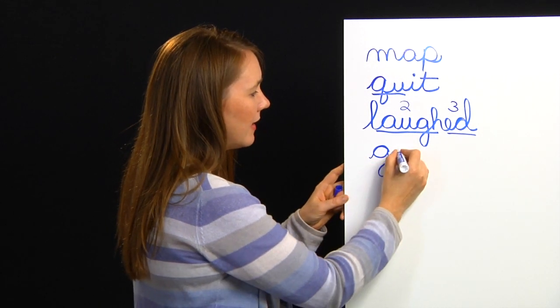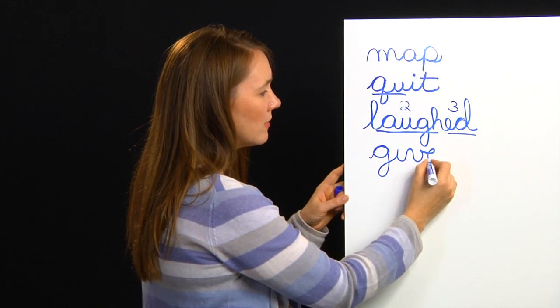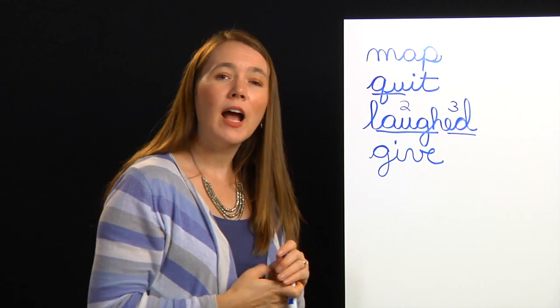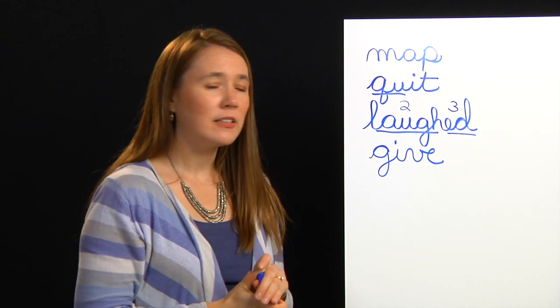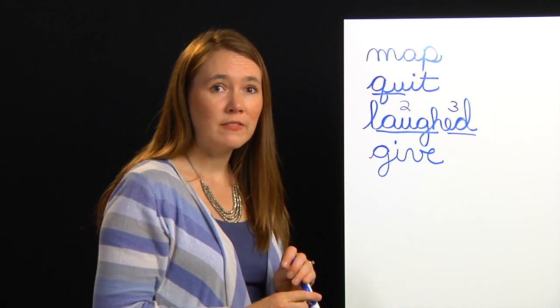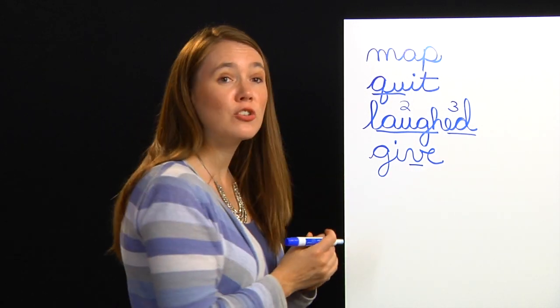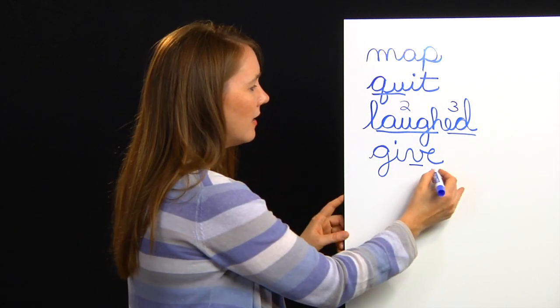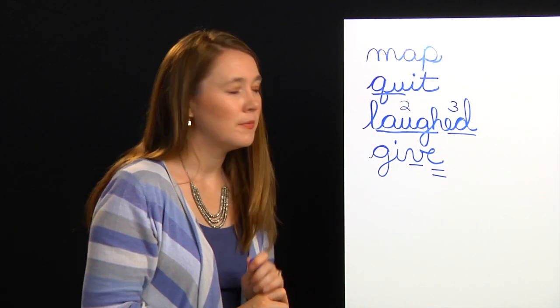G, I, V, silent final E. And then I always ask students when there's a silent final E in the word, why is there a silent final E in give? English words don't end in V, so we'll underline the V to show that it's the reason for the E, and underline the E twice.